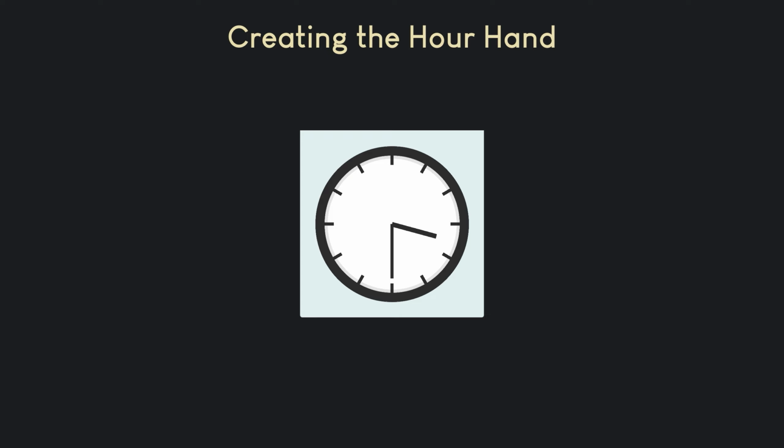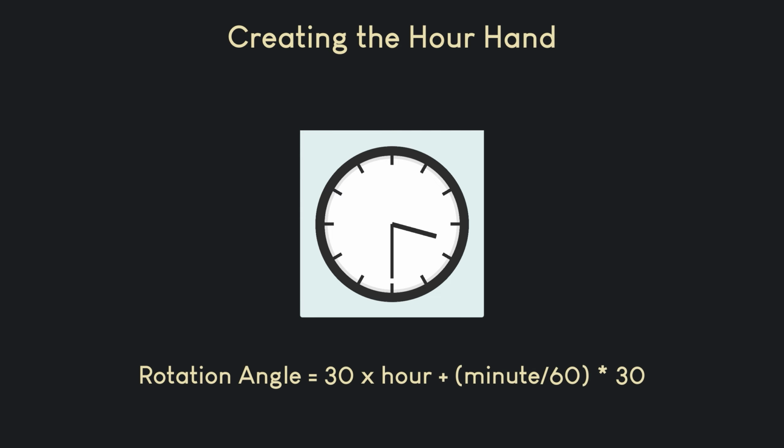To achieve this smooth transition, we also consider the fraction of the current hour based on the minutes. For example, at exactly 3 o'clock, the hour hand points to 90 degrees, 3 times 30 degrees. At 3:30, the hour hand points halfway between 90 degrees and 120 degrees. To calculate this rotation, we use the formula: rotation angle = 30 * hour + (minute / 60) * 30. With this calculation, the hour hand will always point to the correct position, smoothly transitioning between hour markers based on the current minute.